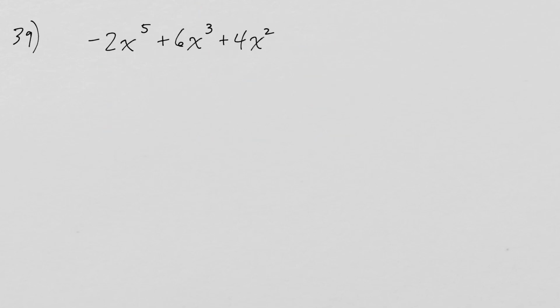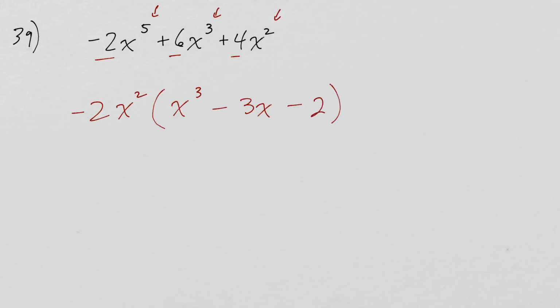Okay, so 2 can go into each of these, but instead of taking out just a 2, I'm going to take out a negative 2 so that my leading coefficient becomes positive. And then I have an x to the 5th, 3rd, and 2nd, so I can take out an x to the 2nd. I'm going to be left with x cubed minus 3x minus 2. And we're done.